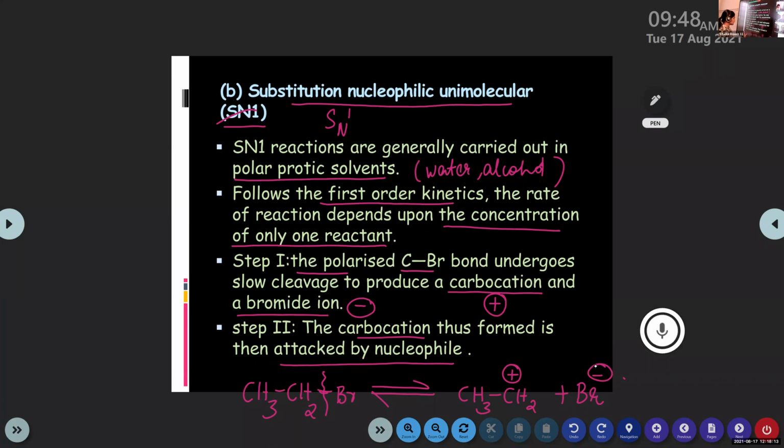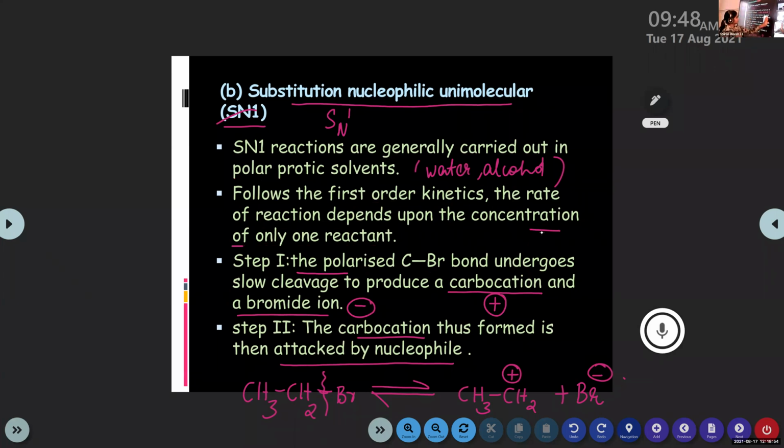Now, just to understand, you have to look at this example. The bond cleavage occurs between carbon and bromine, and it will be converted to a carbocation and a bromide ion. And in the second step, this carbocation reacts with the incoming nucleophile to get the product. Okay, children? Is this clear now? Yes. Okay.